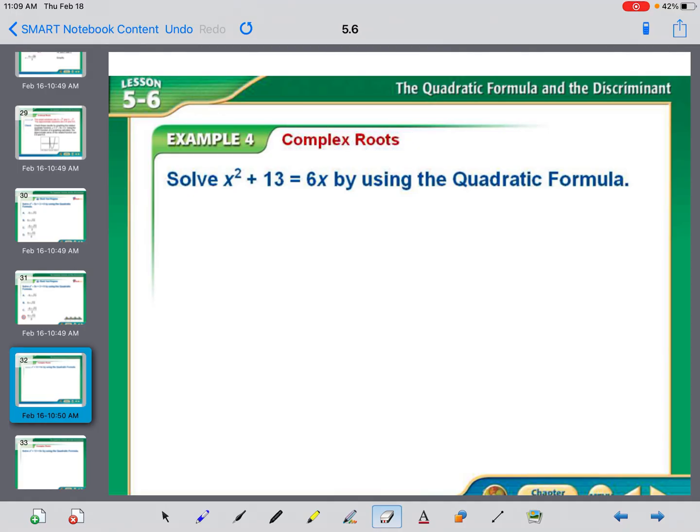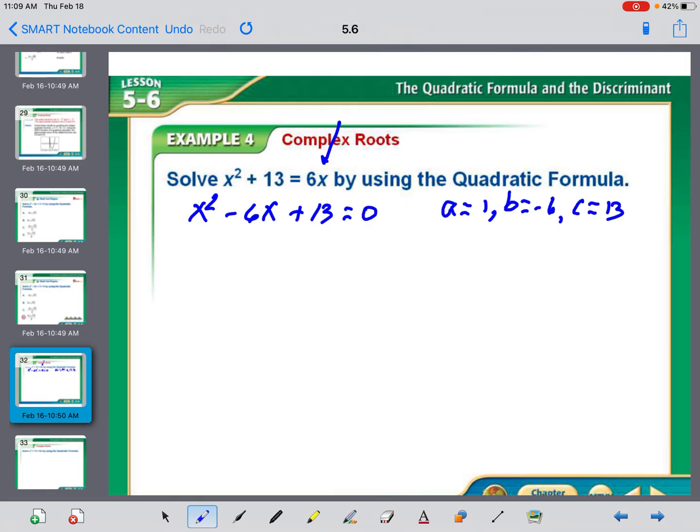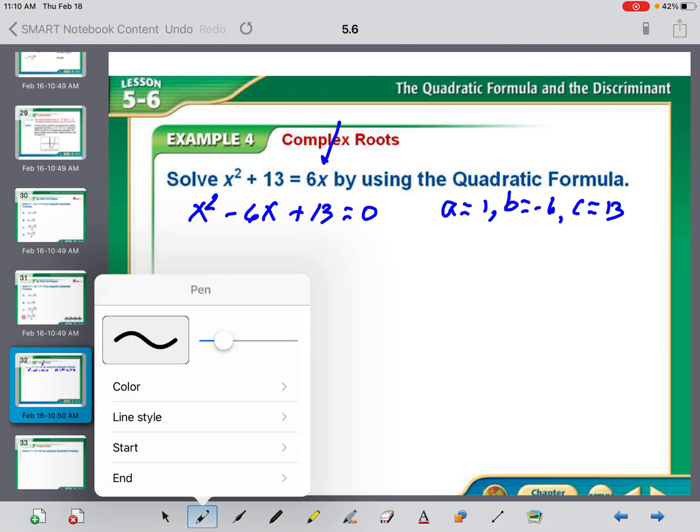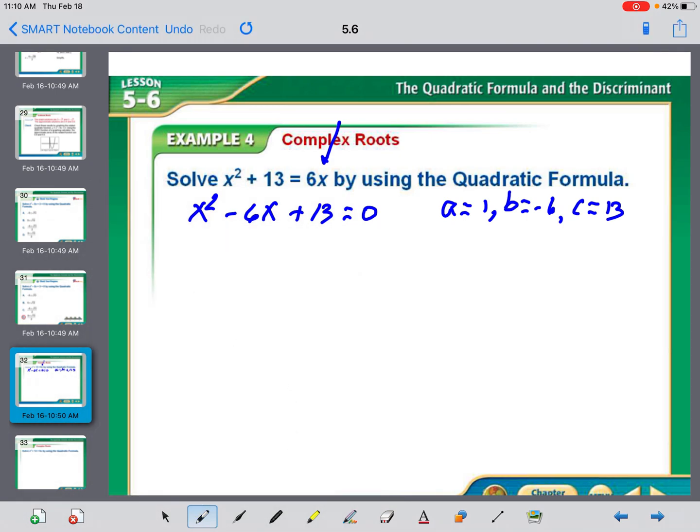Okay, this obviously says complex roots, so let's get started. First of all, I see that we do not have equal to 0, so I'm going to fix that by subtracting 6x on both sides. Notice I put the linear term, the 6x, in the middle because that's where it typically belongs. So a is 1, b is -6, c is 13. If you find things are not in order, put them in order. You should do that in your closet, in your wherever. Put things in order.